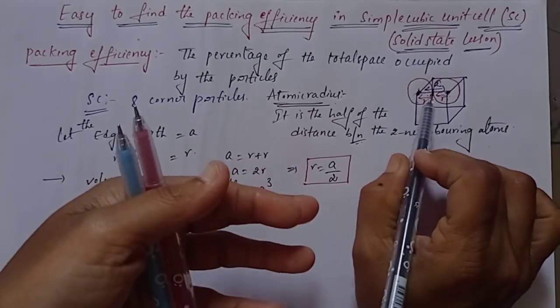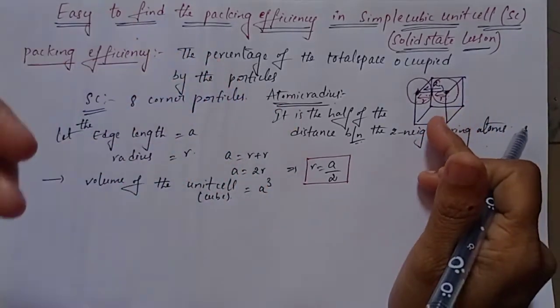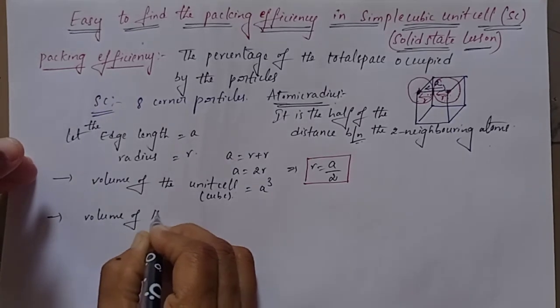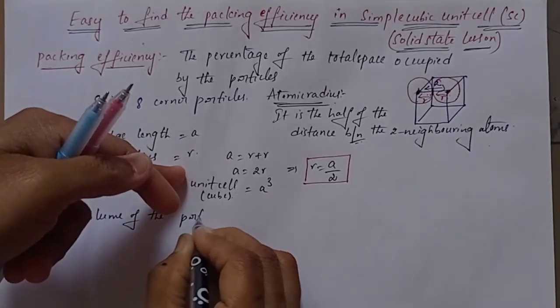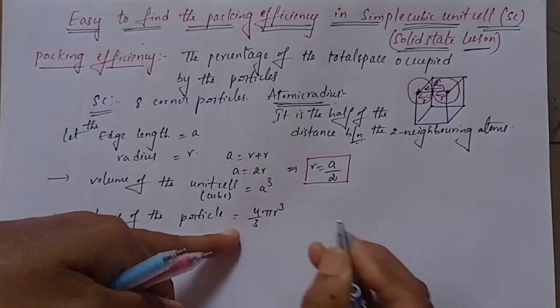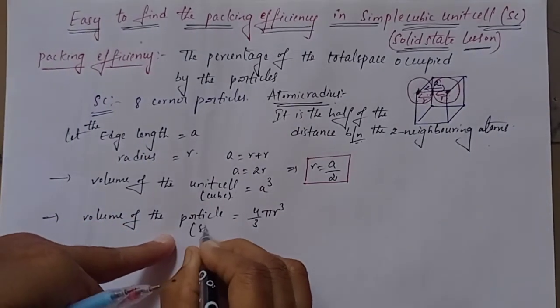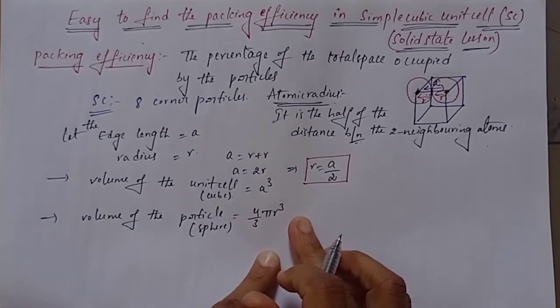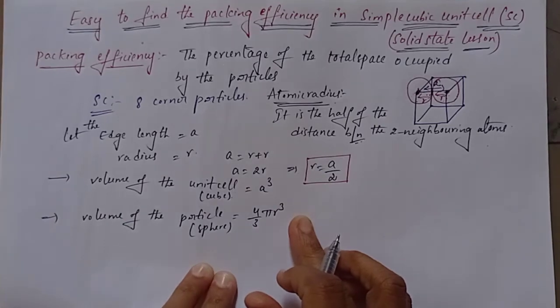So that's why the volume of the sphere is equal to 4/3 πr³. Clear? So that's what I am taking: the volume of the particle is equal to 4/3 πr³. Clear, students? Here the particle shape is a sphere, so that's why I am taking 4/3 πr³. This is the volume of the particle, right?